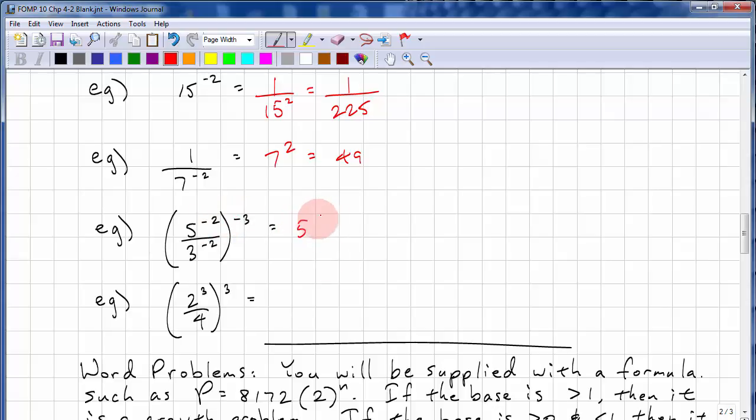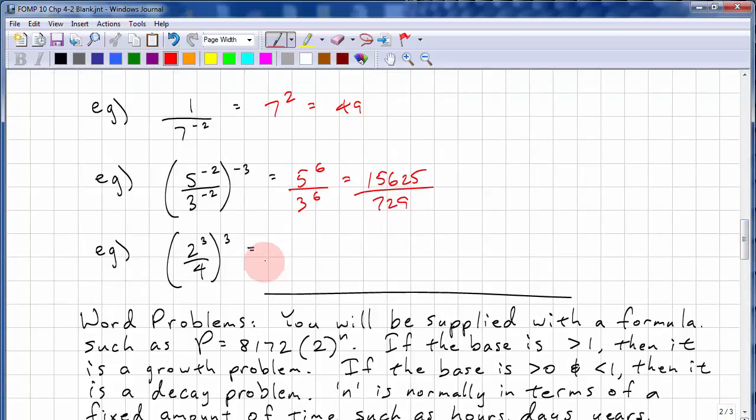So we have 5 to the power of 6. Negative 2 times negative 3 is positive 6. Same for the denominator, 3 to the power of 6. And if you really want to expand this, 15,625 over 729.